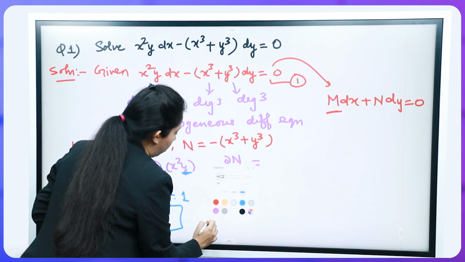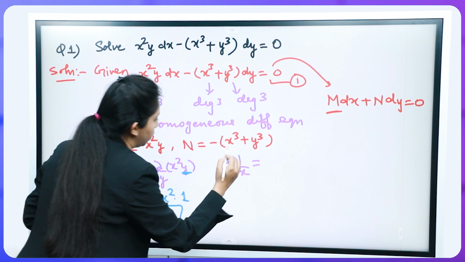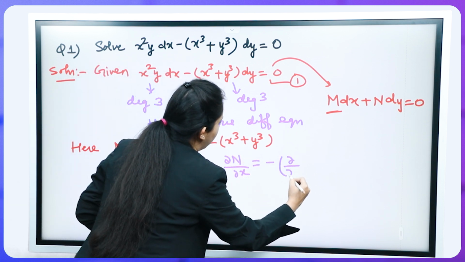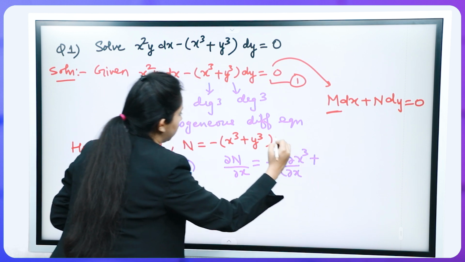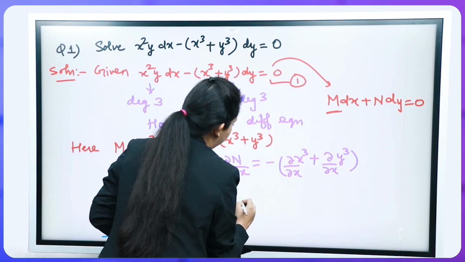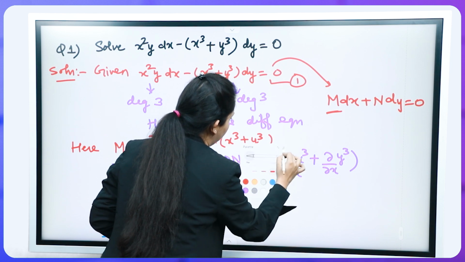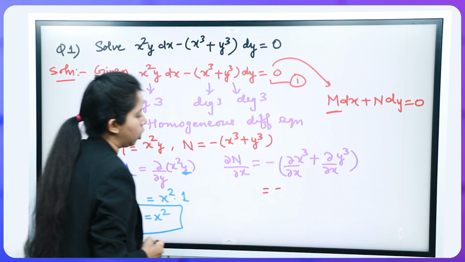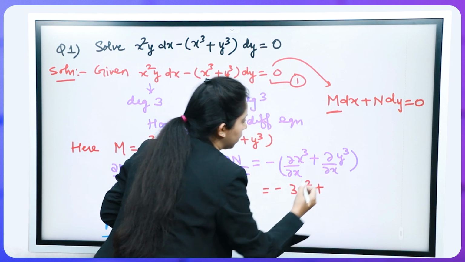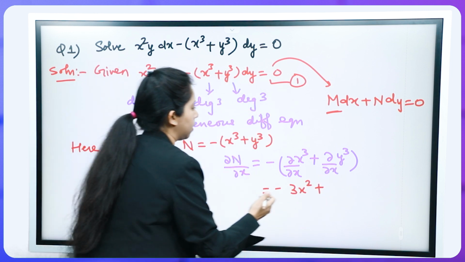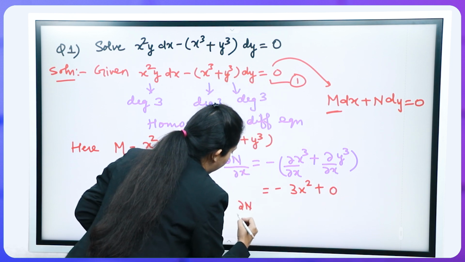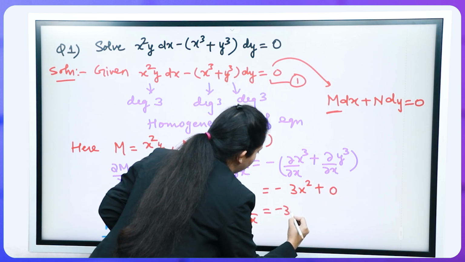Now the value of ∂N/∂x, here we will differentiate N with respect to x. So minus of ∂/∂x of x³ plus ∂/∂x of y³. On differentiating it partially, the differentiation of x³ with respect to x will be 3x² by power rule, plus differentiation of y³ with respect to x, and here we are partially differentiating, so that will be 0. So the value of ∂N/∂x is minus 3x².